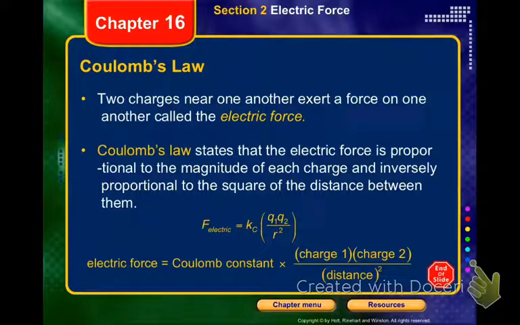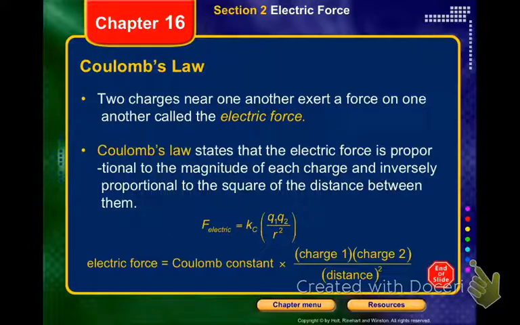And what are the types of charges we've talked about? Positive and negative. So if like charges get near each other, what happens? They repel. Opposite charges attract. So now we're introduced to Coulomb's law, and we've already looked at it, but now we're going to look at an equation that goes with this. It states that the electric force is proportional to the magnitude of each charge and inversely proportional to the square of the distance between them.